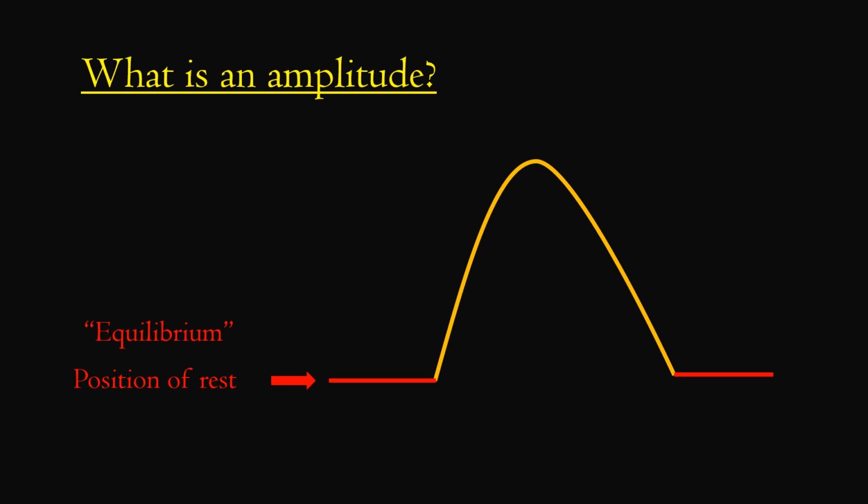Second, we need to define what we call the peak position. The peak position is the position of maximum disturbance. The position where the particles of the medium reach their maximum value. The amplitude of the pulse is then the distance from the position of rest or equilibrium to the peak position. In the next couple of videos, I will talk more about the amplitude.